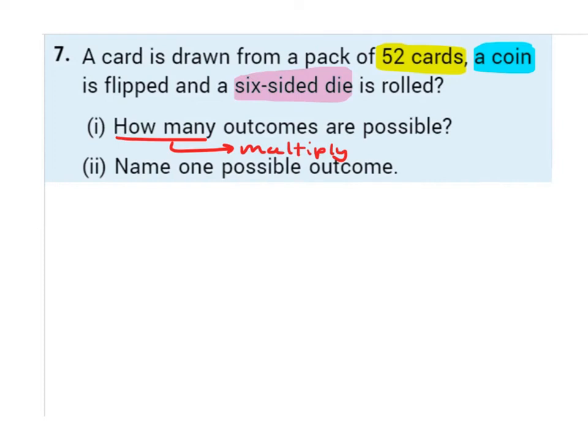Question 7. A card is drawn from a pack of 52 cards, a coin is flipped, and a 6-sided die is rolled. Part 1. How many outcomes are possible?